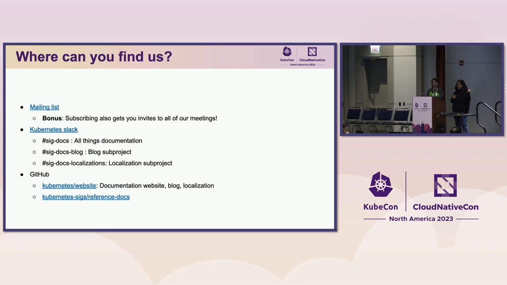We are at SIG Docs for all things documentation, of course. And we also have different sub-project-based Slack channels, which is SIG Docs Blog for the blog sub-project, as well as SIG Docs Localization for the localization sub-project. Now, when it comes to GitHub, it's the Kubernetes website repo for documentation and the blog and the localization. And for the reference docs, we have Kubernetes SIG reference docs as the GitHub repo. So all of this is going to be available, and it's hyperlinked, so you do not need to worry if you cannot catch it right off the slide.